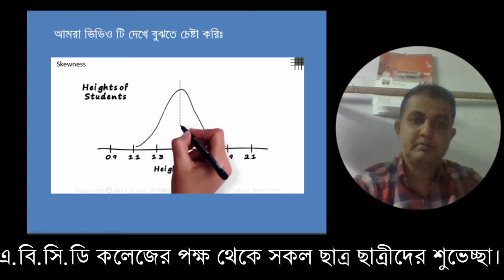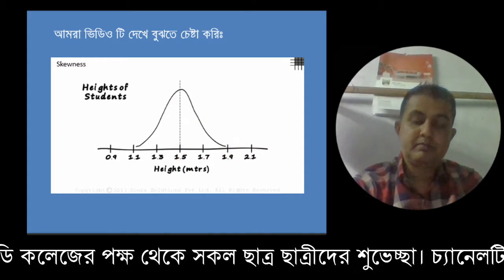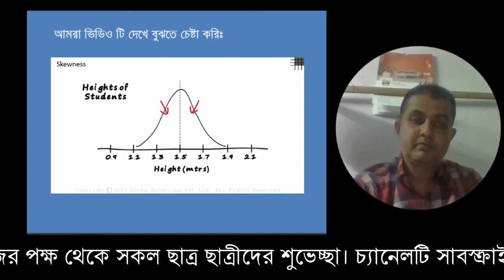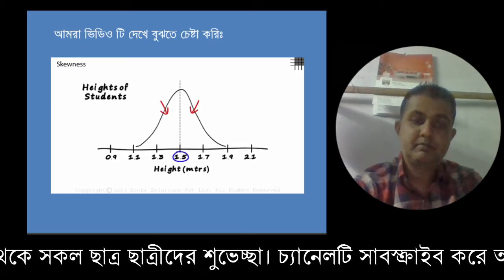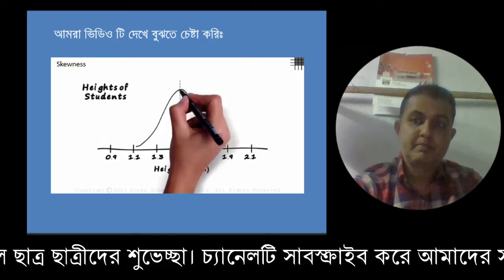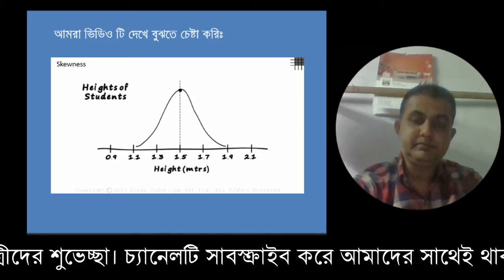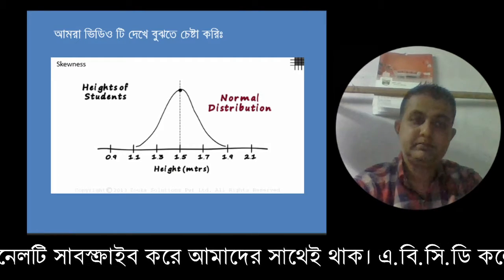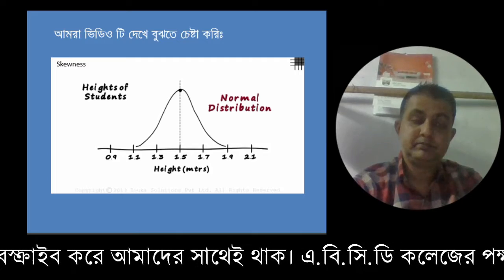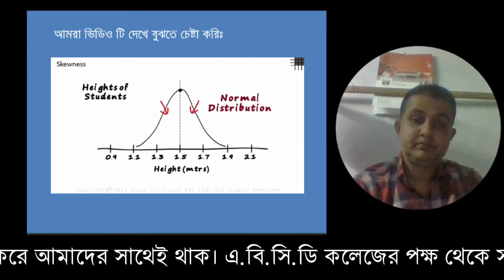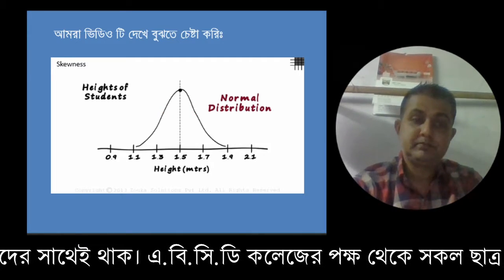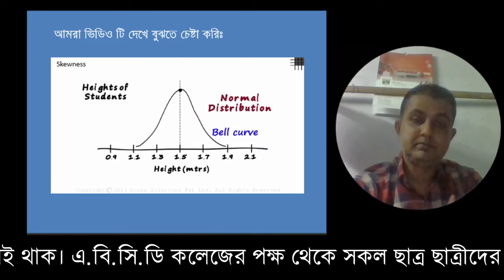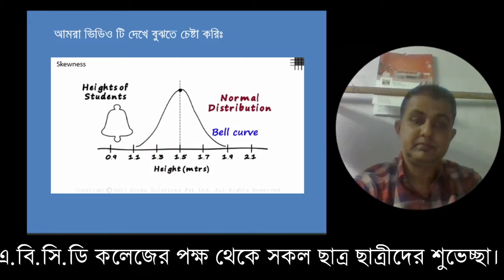Maximum at the 1.5 meters line. Equally distributed on both sides of 1.5, which is the central value. This point is the maximum. This type of distribution is called normal distribution, and the data is distributed equally on both sides of the central value. It is also referred to as the bell curve, as its shape resembles a bell.